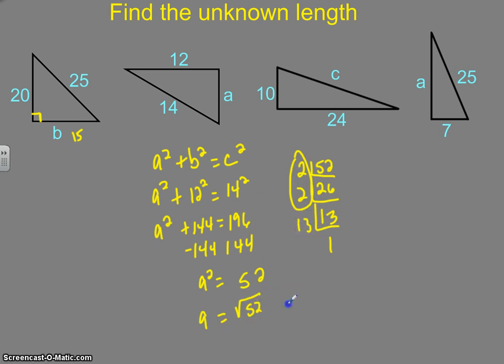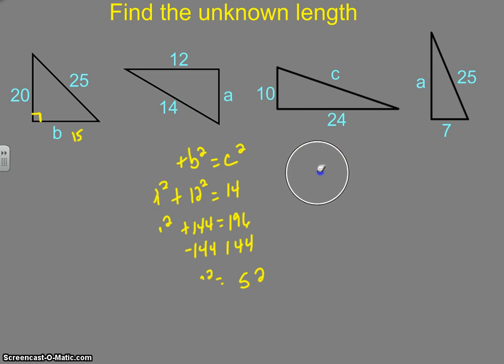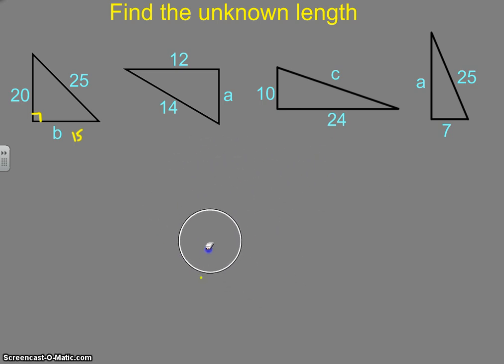So I'm just going to split this up. That's equal to the square root of 4 times the square root of 13. And this is equal to 2 square root of 13. That is simplified. So that's the connection with what we've been doing here. When we get a square root that's irrational, that means it's not a whole number. We need to simplify it the best we can. Okay, let's look at the next one.